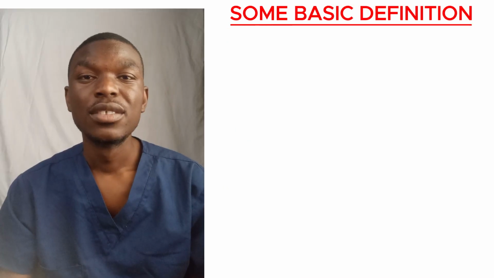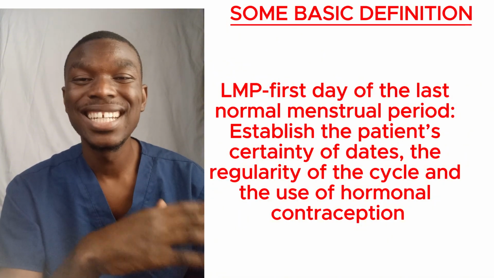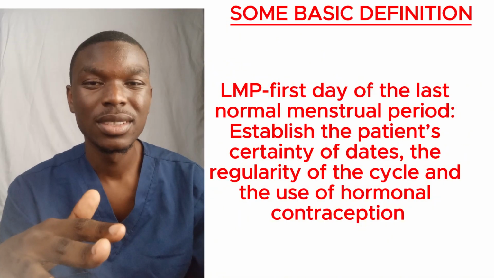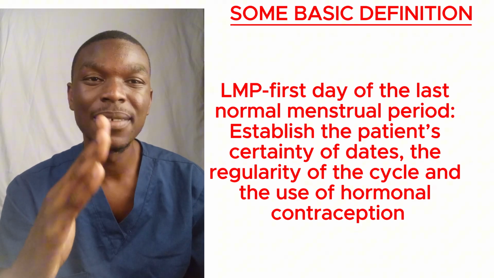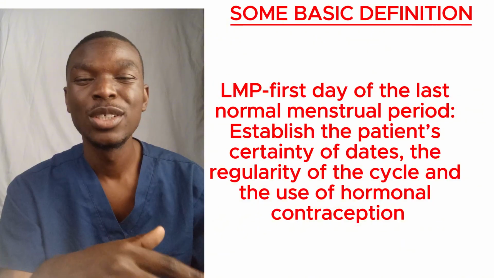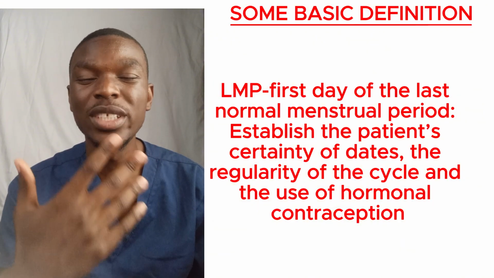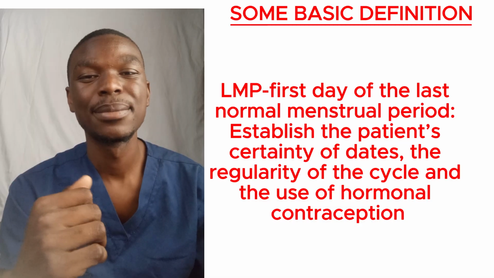Okay, so the next one is LMP. It simply means the last menstrual period. That's why I want to get more information. The definition is the first day of the last normal period. So if she starts her period on the 20th, her LMP is the 20th.